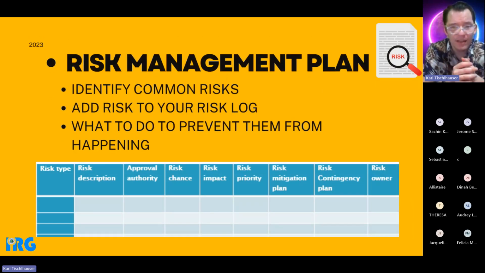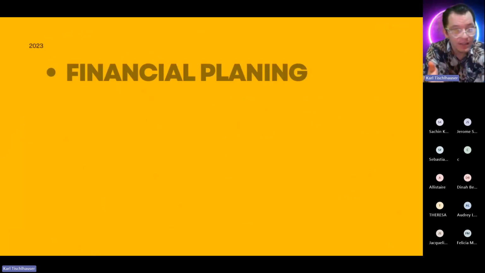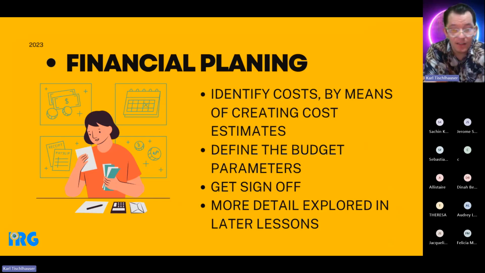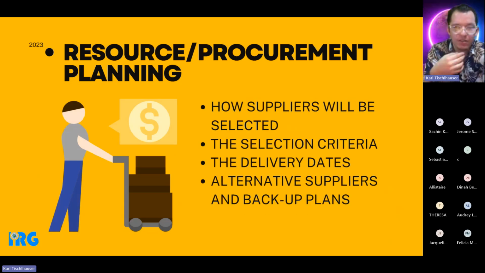Okay. Let me see. So then we have risk management plan. So this is identification of common risks, adding to a risk log, and what we do to prevent. So don't worry too much about this. We will go into more depth and detail when we get to risk management at a later lesson. Then we have stakeholder management. Again, this is something we will deal with at a later stage, but it is there. We have financial planning. This will also be done in a later lesson, but you'll see that we'll do different types of forecasting tools we can use or prediction tools we can use for financial planning.